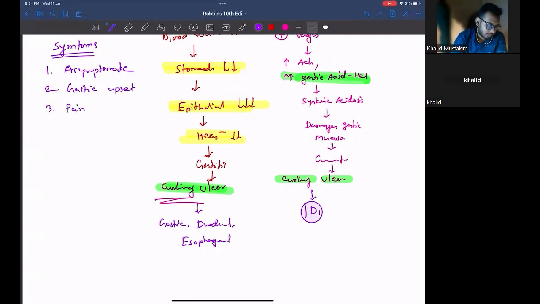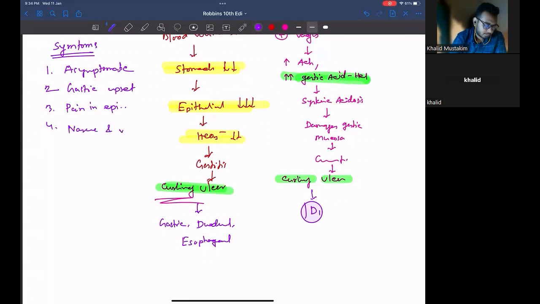So pain in the epigastric region. The patient is not going to a doctor. He is bearing that, thinking, okay, this pain will go away anyway, but let me tolerate this. So he is tolerating. Then the patient can develop nausea and vomiting.